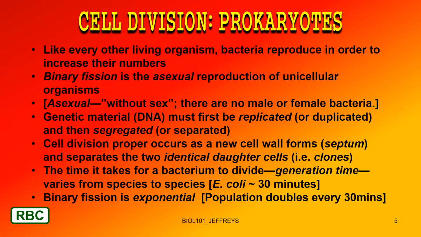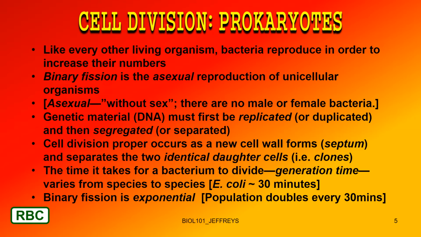So your book begins with eukaryotic cell division, and at the end of the chapter it goes into binary fission of prokaryotes and unicellular organisms. I'm going to begin here with cell division of prokaryotes, or binary fission, which also happens in unicellular eukaryotes, because it's a much simpler process, and that way we can focus intently on eukaryotic cell division. So every living organism needs to reproduce in order to increase their numbers.